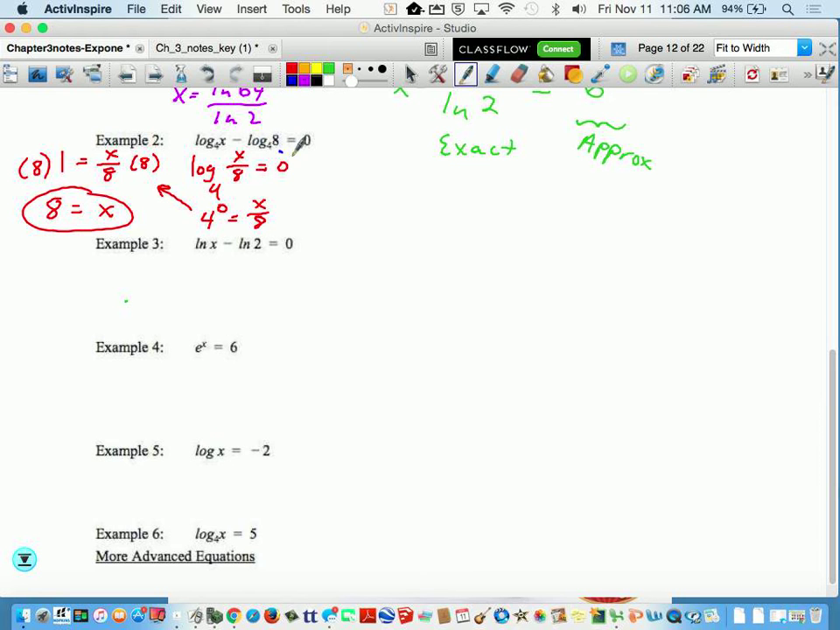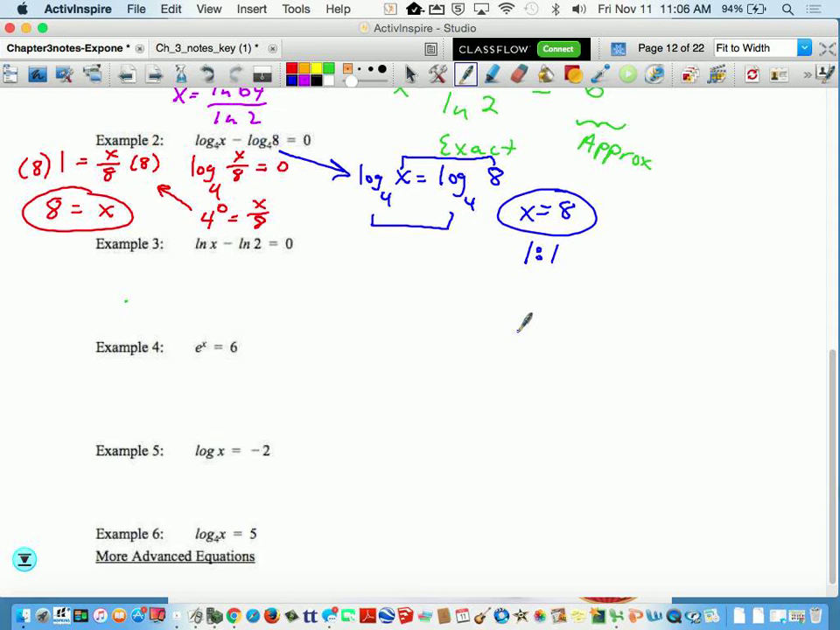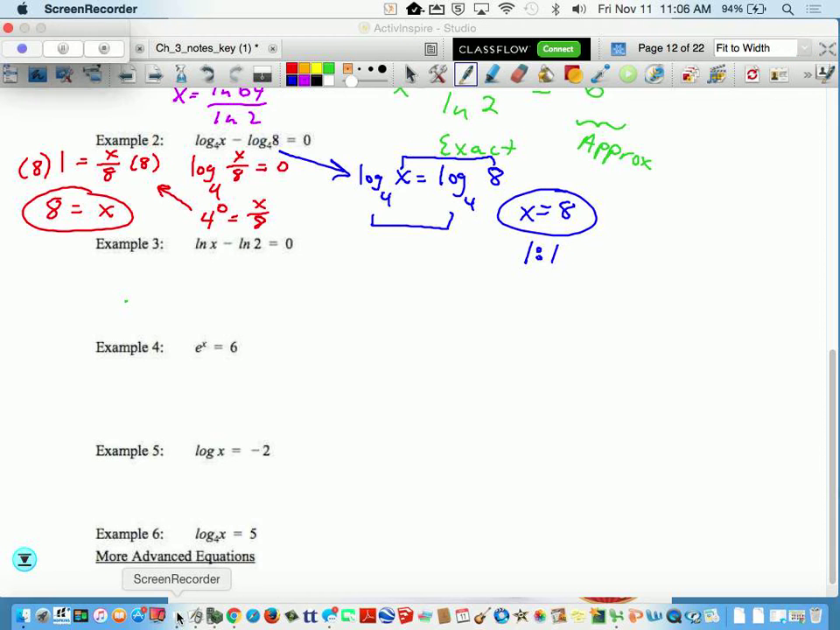Another method would be to take this problem, since this is a negative, what if I move it to the other side? Well, now on both sides of the equation, I have a log base 4. What am I taking the logarithm of? X and 8. What do you know about x and 8? They're equal. They would have to be equal based on what we call the one-to-one property. What's that funny word you said?